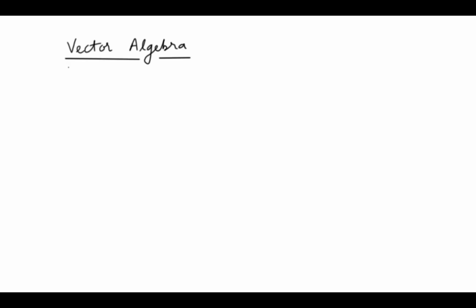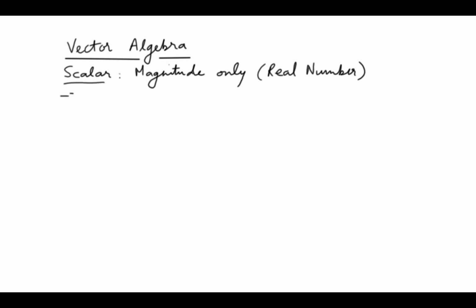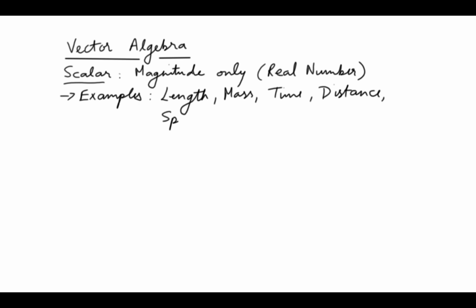Today we are starting a comprehensive guide on vector algebra. Think about your daily life. If someone asks for your height, you say 1.6 meters, for example. That's just a single number, a magnitude. We call these quantities scalars, like mass, time, temperature, and work.